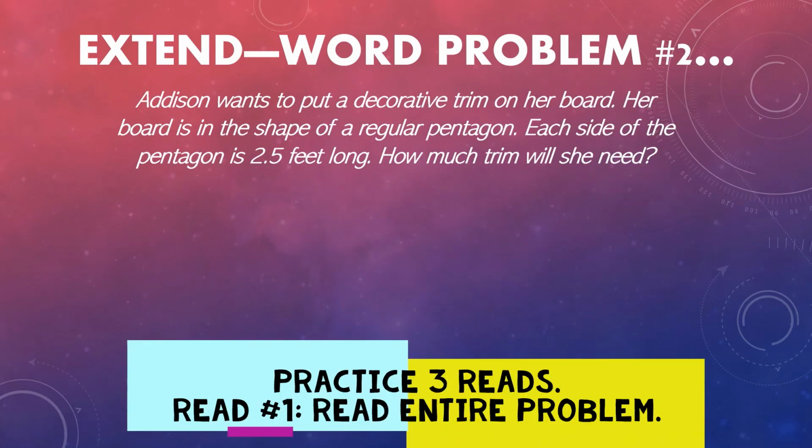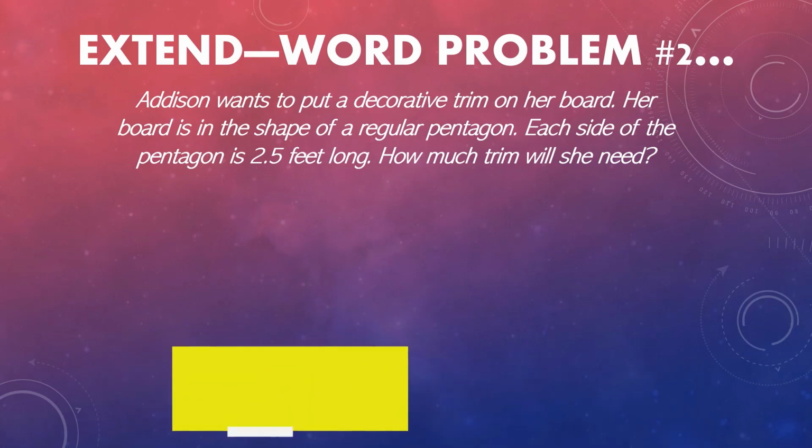Here's another example of a word problem. Addison wants to put a decorative trim or border on her board. Her board is in the shape of a regular pentagon. Each side of the pentagon is 2.5, or 2 5/10, feet long. How much trim will she need?